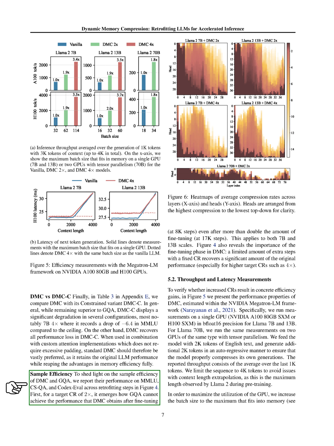To understand the sample efficiency of DMC and GQA, we analyze their performance on different tasks across retrofitting steps. We observe that DMC achieves better performance after fine-tuning compared to GQA, even with fewer fine-tuning steps. This highlights the importance of the fine-tuning phase in DMC, as it helps recover a significant amount of the original performance, especially at higher capacities.